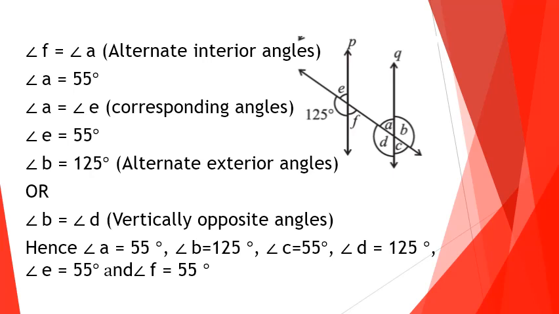Hence, we found all angles, so we can write here the measures. Angle A equals 55 degrees, angle B equals 125 degrees, angle C equals 55 degrees, angle D equals 125 degrees, angle E equals 55 degrees, and angle F equals 55 degrees.